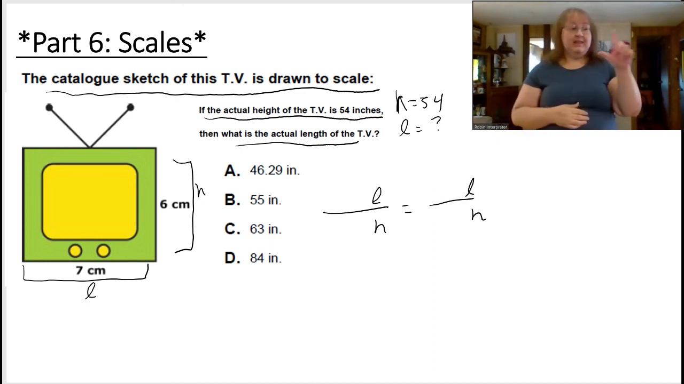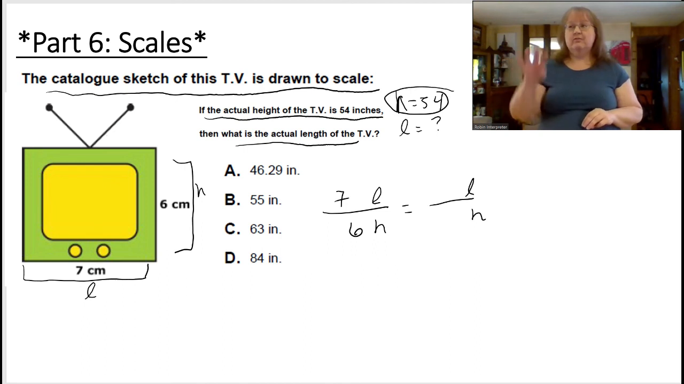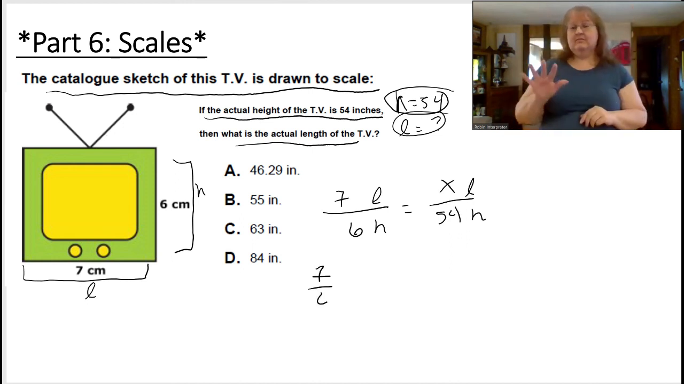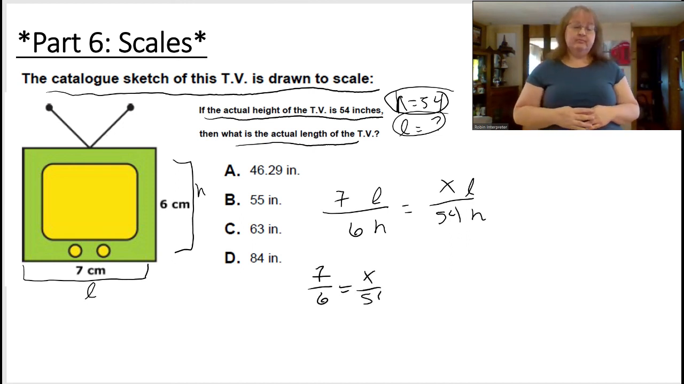It's up to you. Okay, so what do I know? My length is 7 and my height is 6. And then my actual height is 54. I don't know my length. That's where my x is. So really it's 7 over 6 equals x over 54.